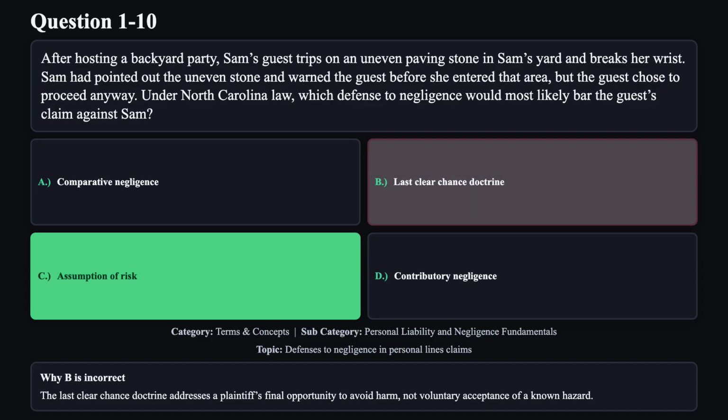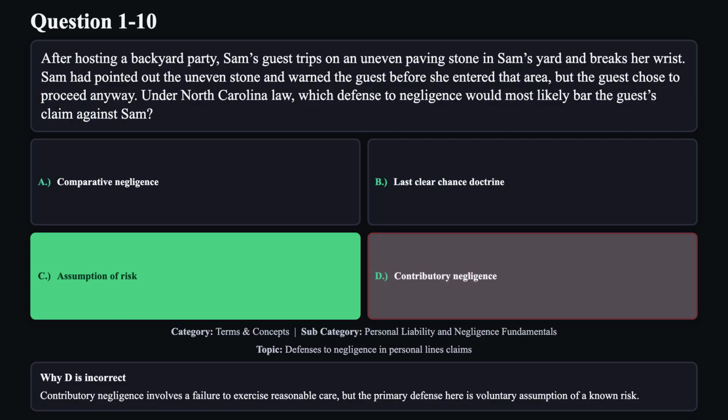Reason B is not correct. The last clear chance doctrine addresses a plaintiff's final opportunity to avoid harm, not voluntary acceptance of a known hazard. Reason D is not correct. Contributory negligence involves a failure to exercise reasonable care, but the primary defense here is voluntary assumption of a known risk.